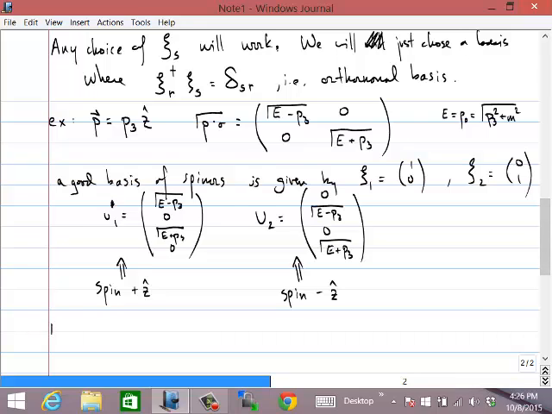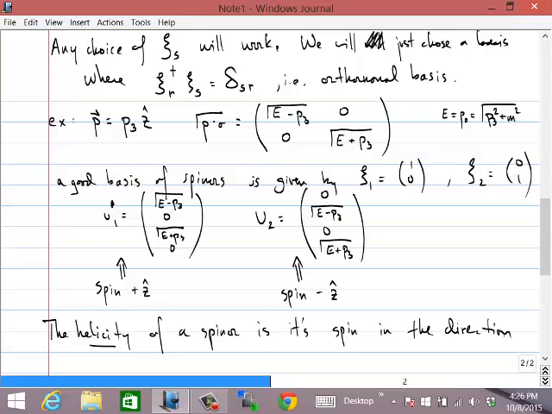So the helicity of a spinor is its spin pointing in the direction of propagation. So in particular, you could always imagine having a spinor here, a spin 1/2 particle, and measuring its spin in the z direction or the x direction or the y direction or something like that. But if you have a particle that's moving with some momentum or some velocity, then a natural thing to measure is not its spin in the z direction, but its spin in its direction of propagation.